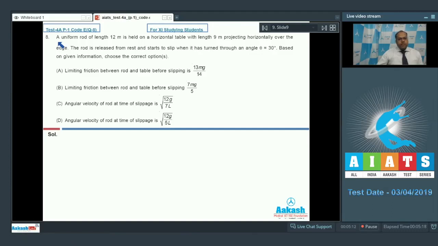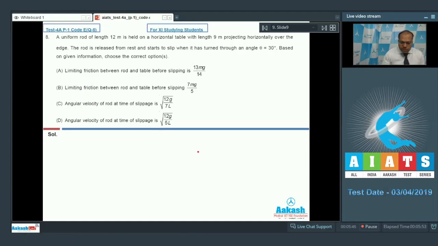In question number 8, a uniform rod of length 12 meter is held on a horizontal table with length 9 meter projecting horizontally over the edge. The rod is released from rest and it starts to slip when it has turned through an angle theta equal to 30 degree. Based on given information, we have to choose the correct options. So we have to find out the limiting friction between rod and table before slipping and the angular velocity of the rod at time of slippage.